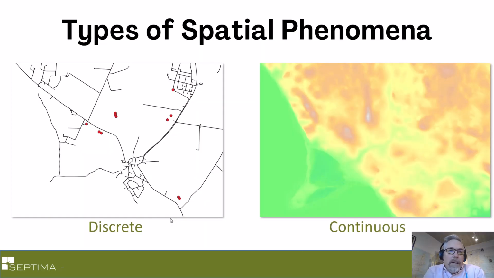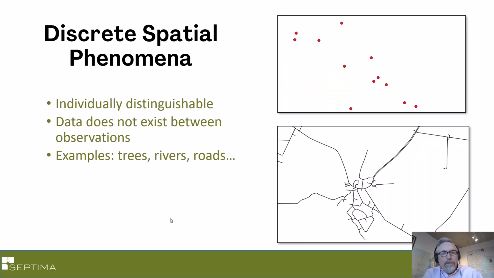So I want to start by discussing different types of spatial phenomena. We can broadly say in the data that we try to represent in a GIS, there's discrete phenomena and continuous. Discrete spatial phenomena are individually distinguishable. Data does not exist between observations. An example of that might be tree locations, like these red points in the upper right. They're just single points in space. And then below that, a road network, which would be another example of discrete spatial phenomena.